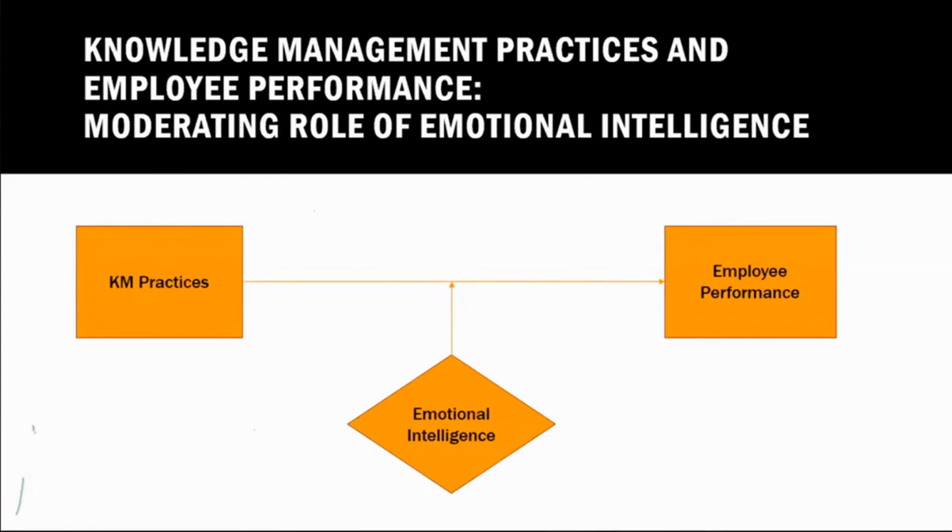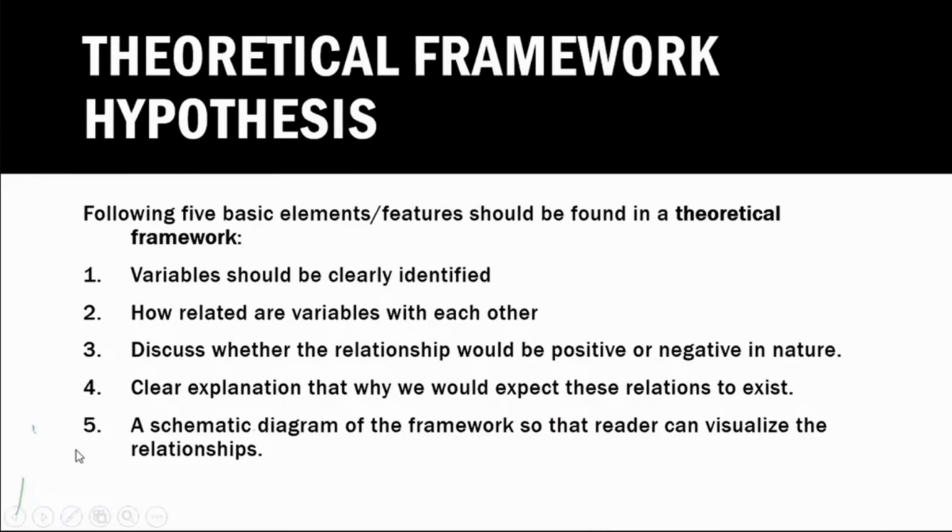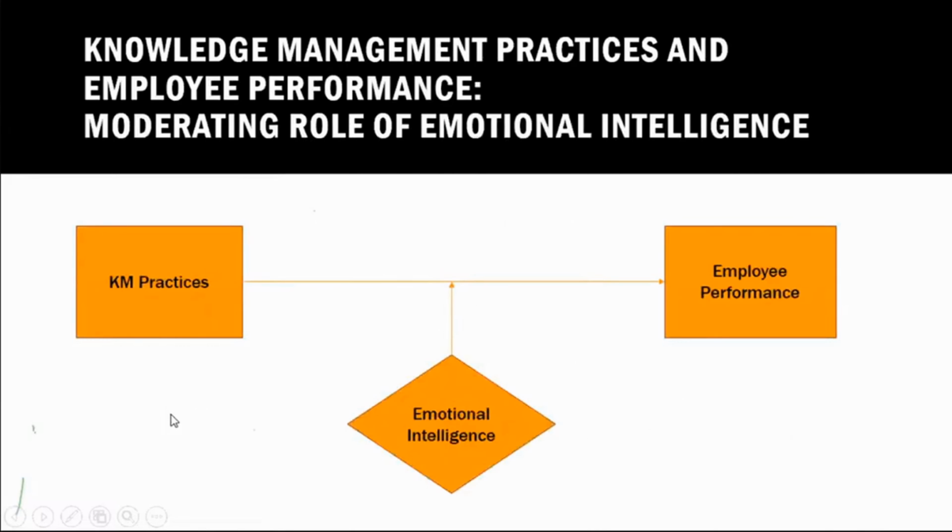The last point in the theoretical framework is a schematic diagram of framework so that the reader can visualize the relationship. Okay, so you can see this is the diagram that visualizes the relationship of the variables, which a reader can see. Now, from this visualization, you can develop hypothesis.